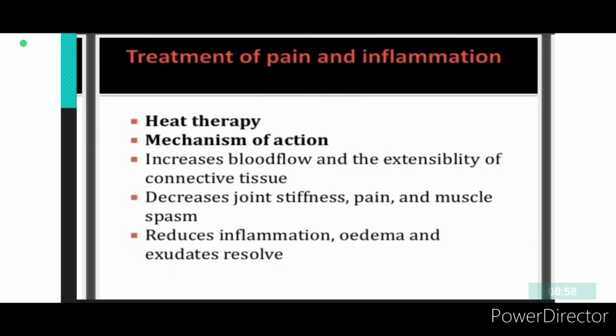Treatment of pain and inflammation. First, heat therapy. Second, mechanism of action. Third, increases blood flow and the extensibility of connective tissue. Fourth, decreases joint stiffness, pain, and muscle spasm. Fifth, reduces inflammation, edema, and exudates resolve.